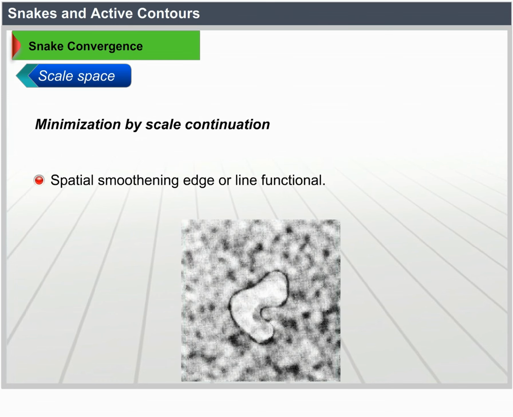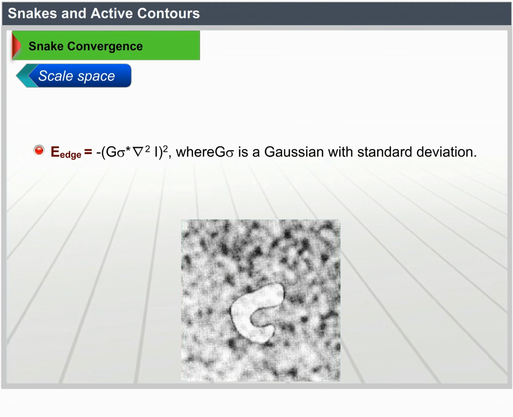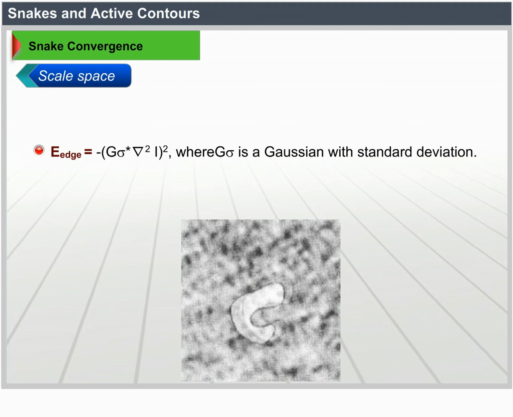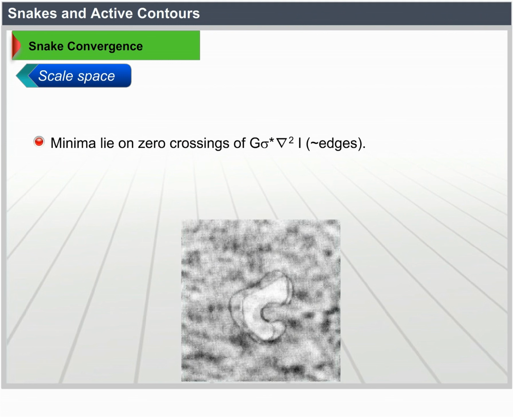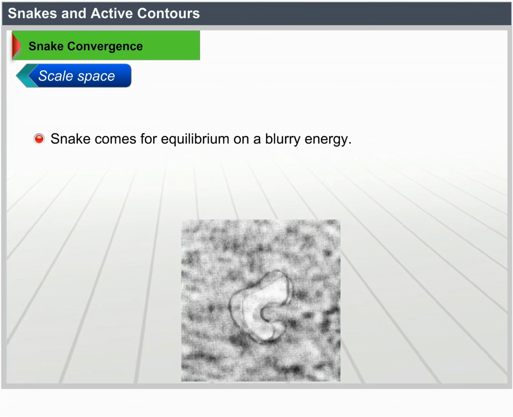E_edge is given by minus the square of G_sigma times the Laplacian of I, where G_sigma is a Gaussian with standard deviation sigma. Minima lie on zero crossings of G_sigma times the Laplacian of I. The snake comes to equilibrium on a blurry energy. Slowly reduce the blurring.